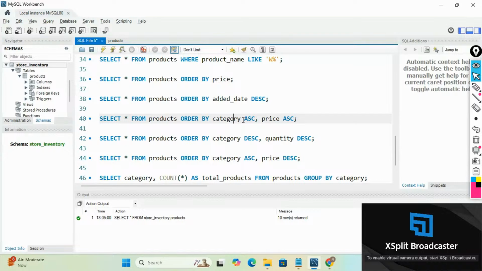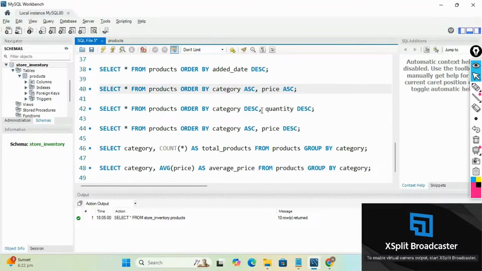What if this category matches between two records? Then the priority goes to price. For these two records, what was the price value? Again, for price also, we have mentioned it as ascending order. So wherever it has observed the small value between these two records, that record will be given first. This is what we have understood.